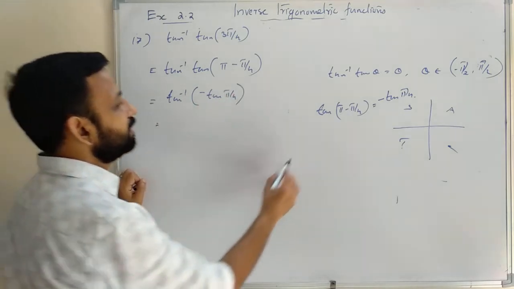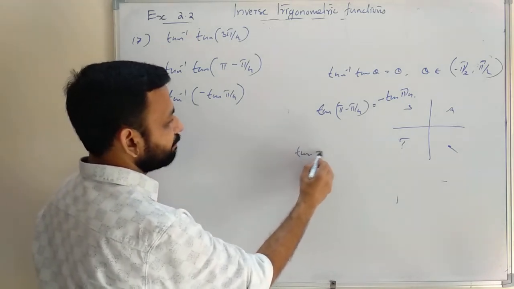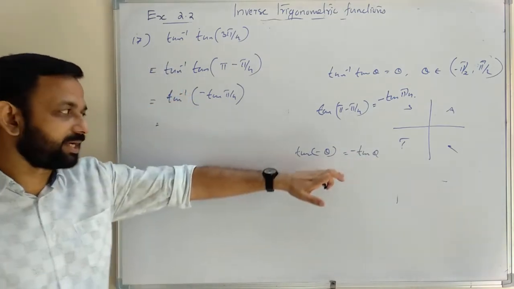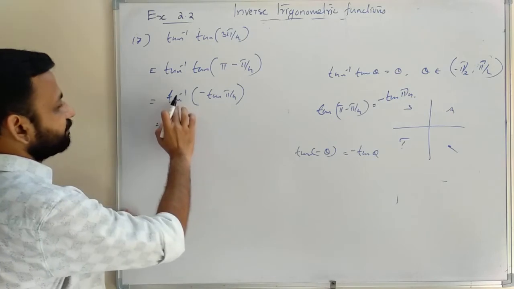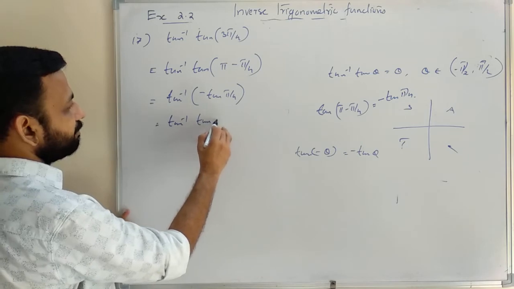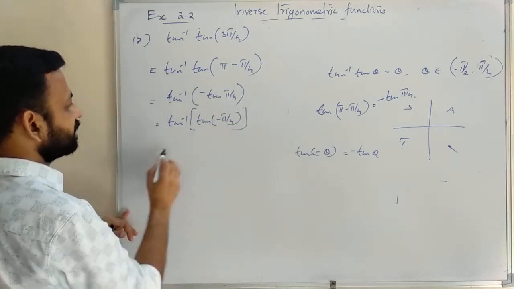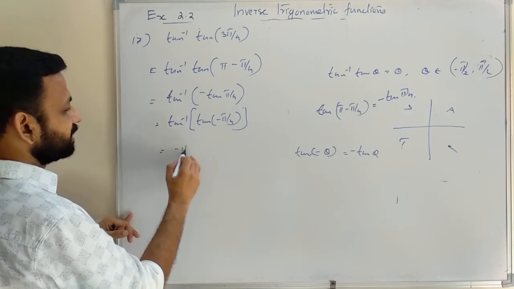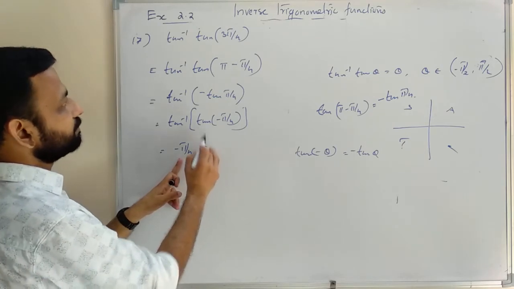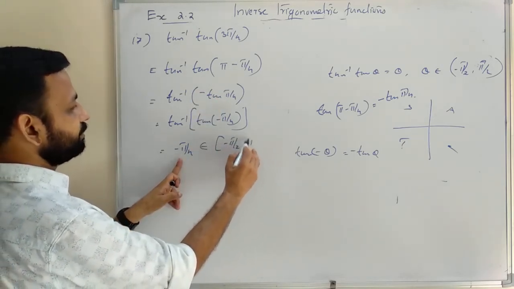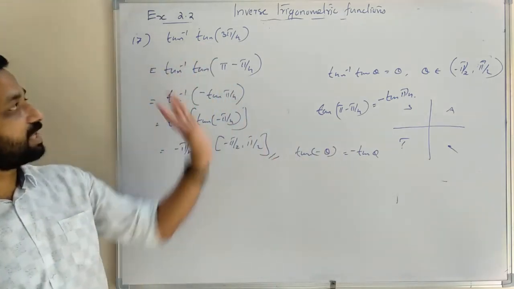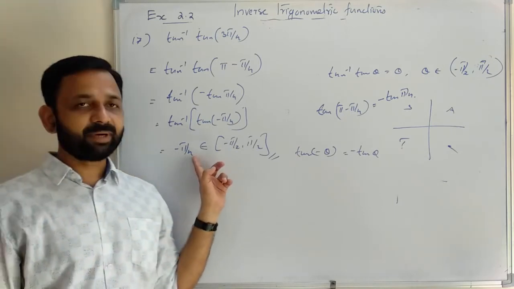That is equal to, then tan minus theta is equal to minus tan theta. In 11th standard we studied tan minus theta is minus tan theta. Therefore, this is equal to tan inverse tan minus pi by 4. Then tan inverse tan minus pi by 4 is equal to minus pi by 4, and minus pi by 4, that is minus 45 degrees, belongs to the interval minus pi by 2 to pi by 2. So we got the answer. Tan inverse tan 3 pi by 4 is equal to minus pi by 4.